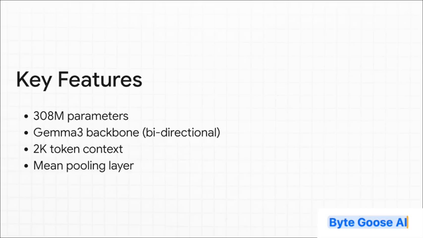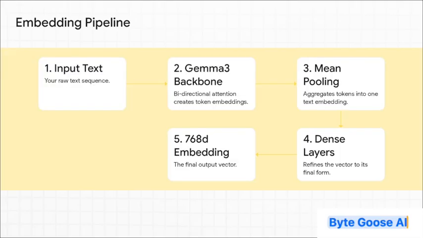EmbeddingGemma is impressively efficient. We're talking just 308 million parameters, which is fantastic for on-device applications. But the real key here is its foundation. It uses a Gemma 3 backbone, but, and this is critical, it's been modified to use that powerful bidirectional attention we just talked about. That's what turns it into a true encoder. It's got a solid 2K token context window, and then a pretty straightforward pooling and dense layer setup to create the final output.